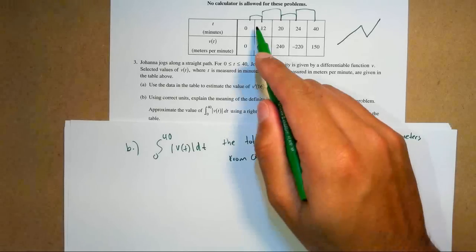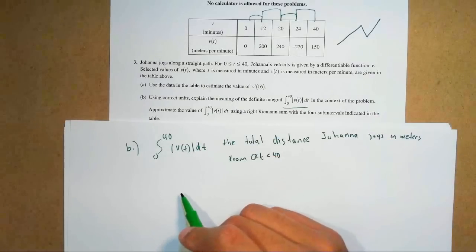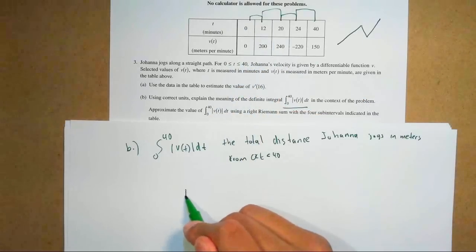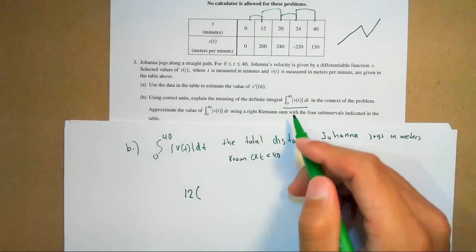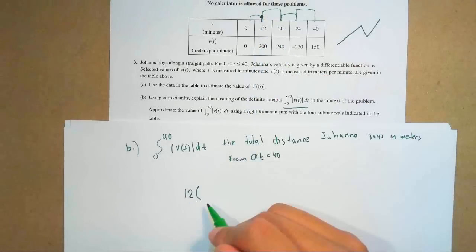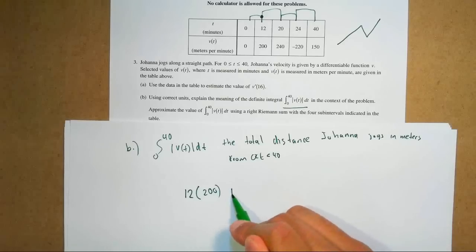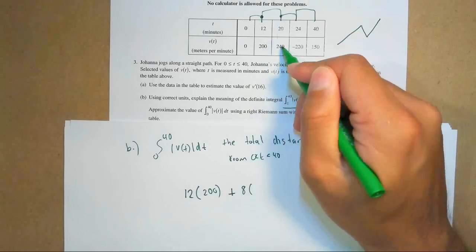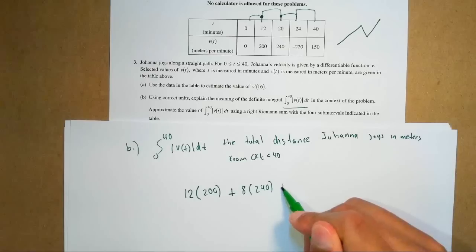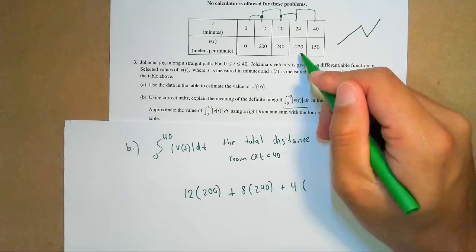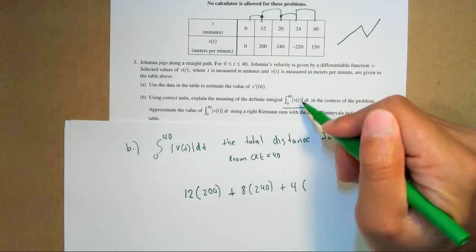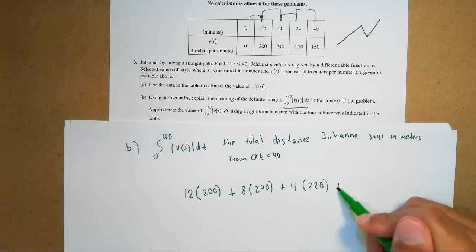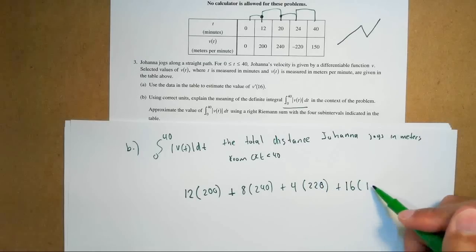So let's find the area of the first rectangle. Remember, right Riemann sum, left Riemann sum, midpoint, trapezoid, all have the same rule: find the width of every single rectangle. For the first rectangle, the width is 12, from 0 to 12, times the right height of that rectangle, which is the y value 200, plus the next one, 12 to 20, is 8 times the y value of the next one, 240, plus again 4 times, and some of us are going to put negative 220, but you can't because it's absolute value. Total distance is never negative, so you have to put 220, followed by the last one, which is 16 times 150.